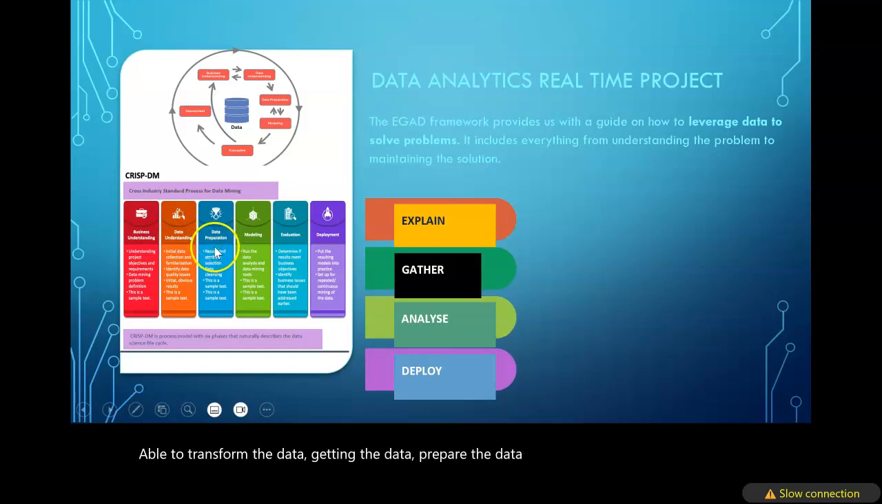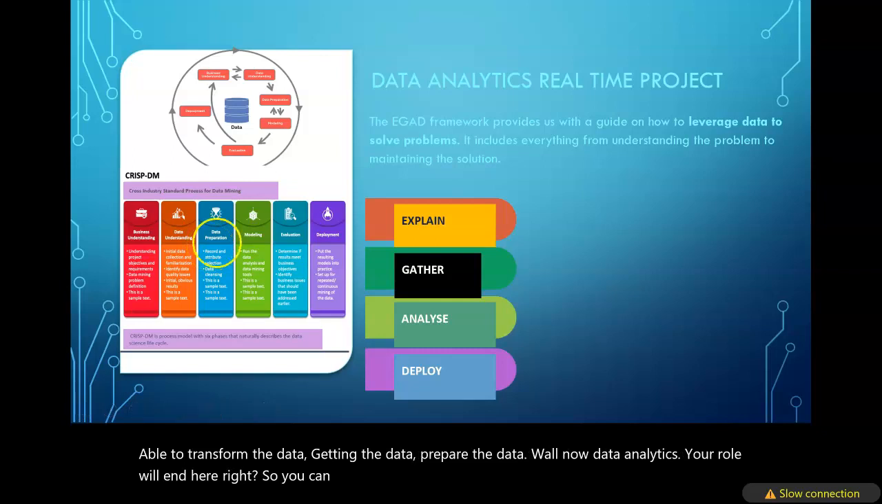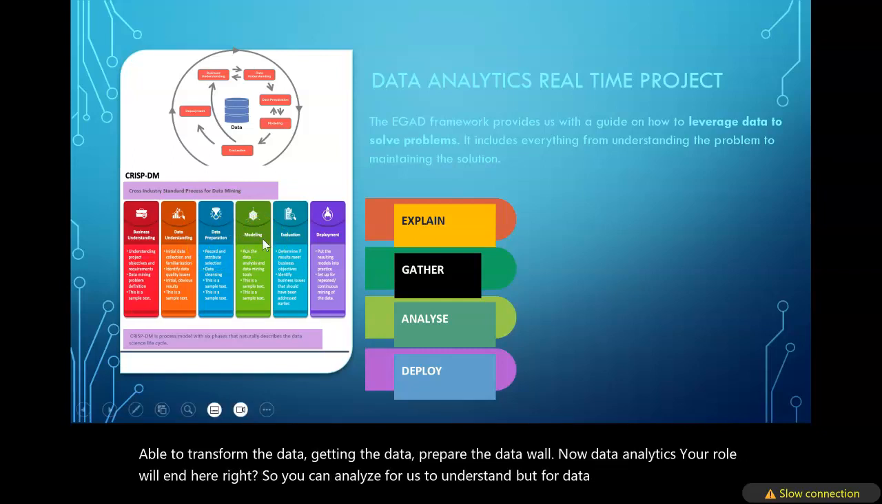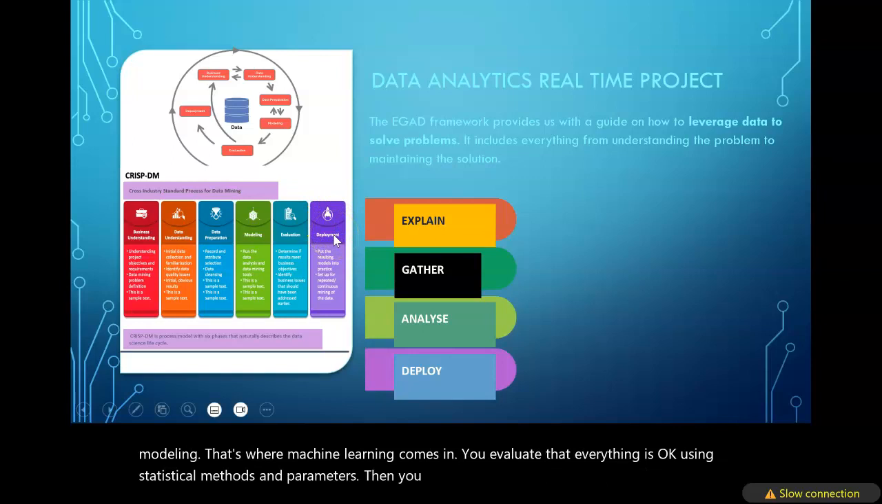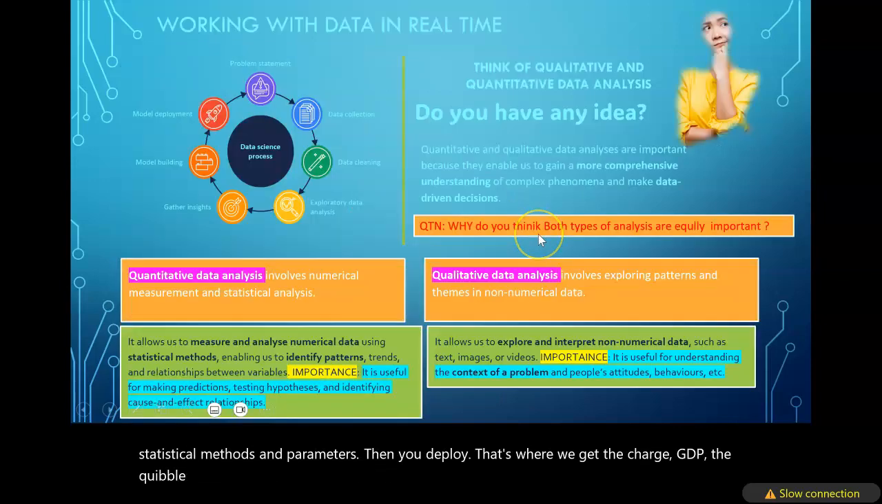Now, in data analytics, your role will end here, right? So you can analyze for us to understand. But for data science, you prepare modeling. That's where machine learning comes in. You evaluate that everything is okay using statistical methods and parameters. Then you deploy. That's where we get ChatGPT and whatever AIs that we all know, right?